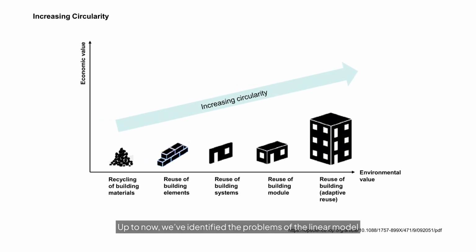Up to now, we've identified the problems of the linear model and discussed the framework for a circular approach. To truly embrace a circular economy in building, we need to rethink the entire building paradigm. The horizontal axis represents the progression of construction elements from the recycling of individual building materials to the reuse of systems and modules, and ultimately to the adaptive reuse of entire buildings. The vertical axis represents the levels of circularity. As circularity increases, both environmental and economic value increases. The adaptive reuse offers the highest benefits by preserving the entire building.